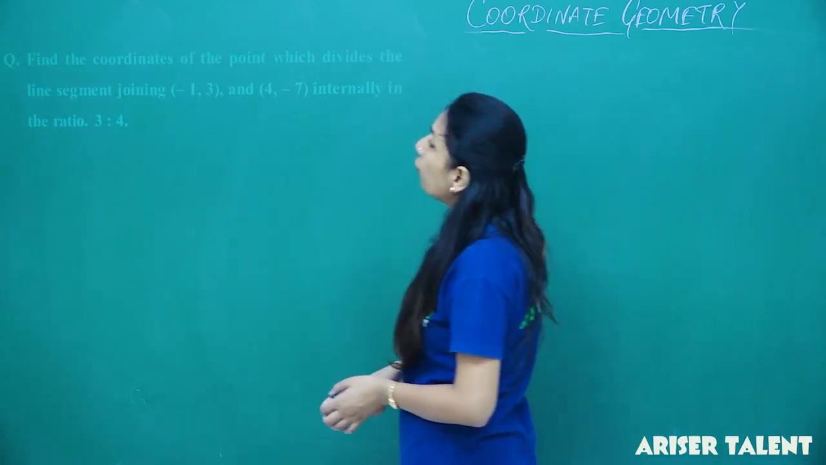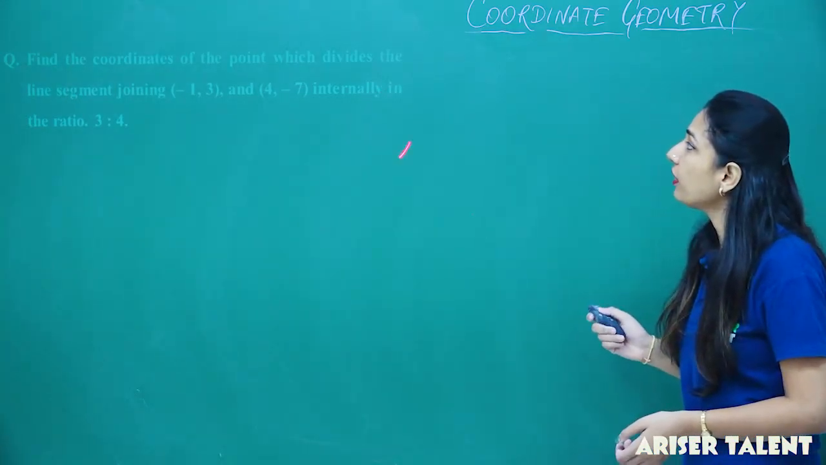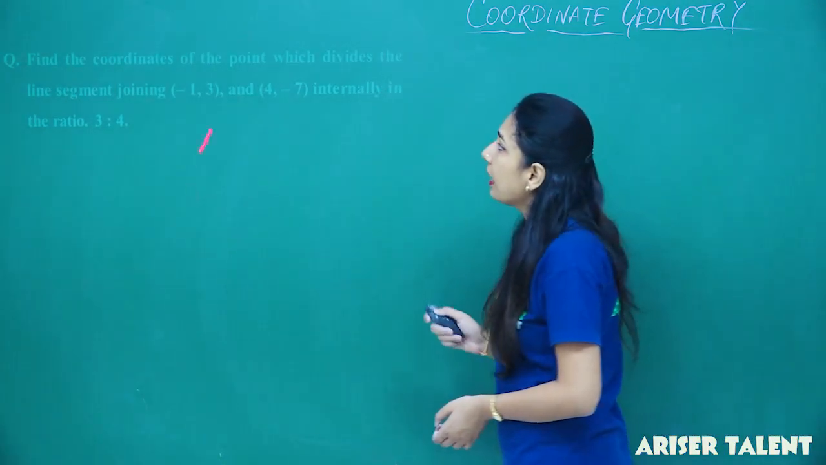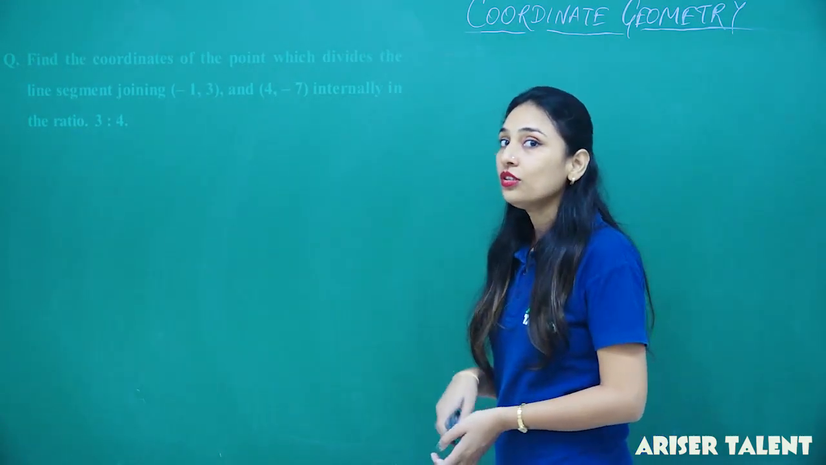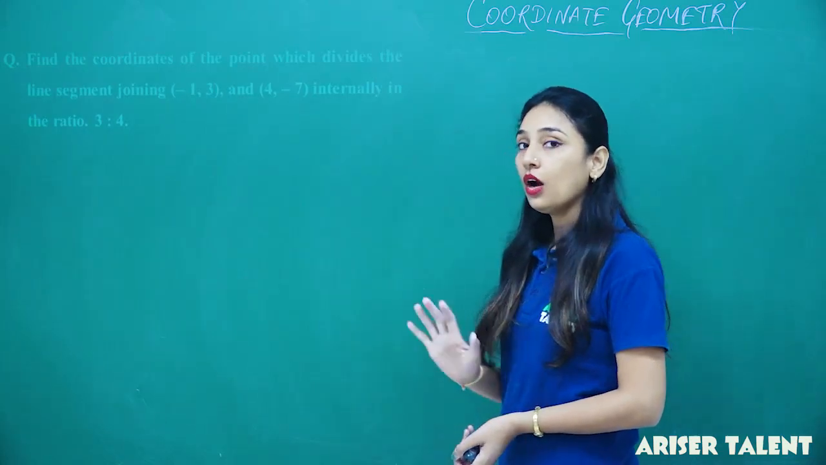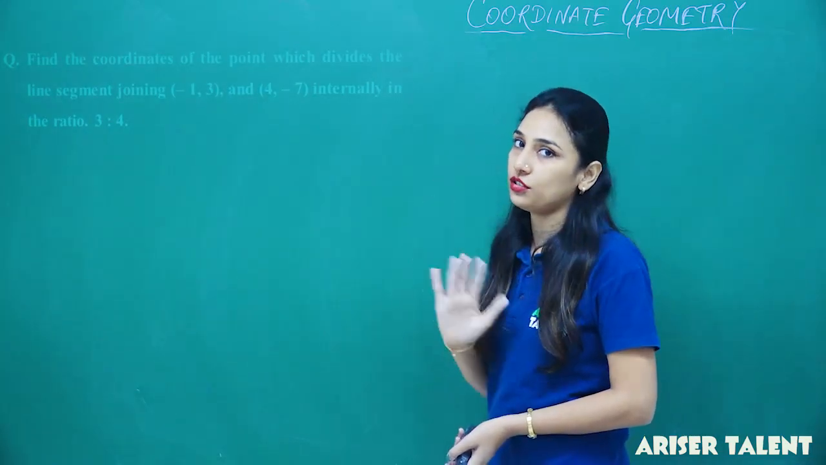So, if we move forward, there is a question: find the coordinates of the point which divides the line segment joining this and this internally in the ratio 3, 4. Now we have done such kind of questions.